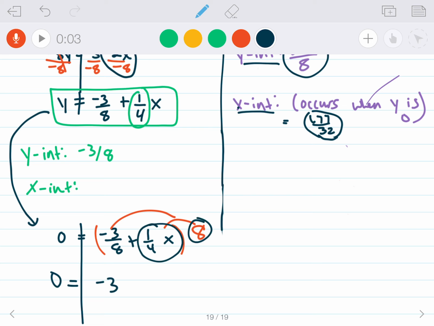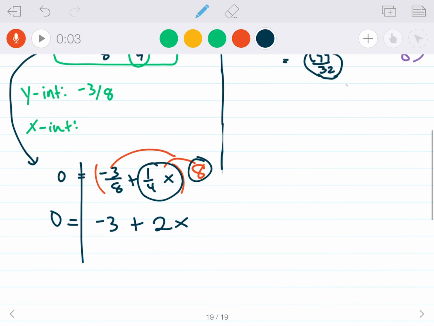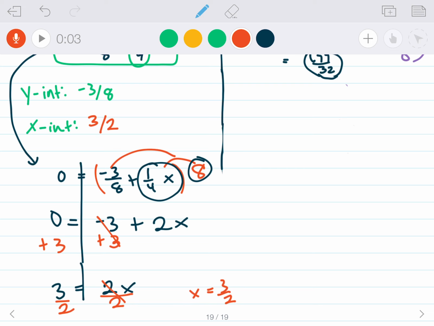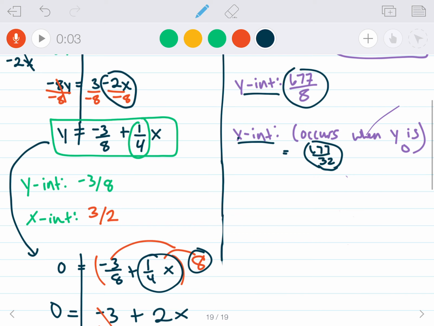8 times 1 over 4x clears the fraction. 8 divided by 4 is 2, so this is going to give me plus 2x. And then I can solve for x. So I can add 3 to both sides. So I get 3 is equal to 2x, and then I'll divide both sides by 2 to get my x-intercept of 3 over 2. So my x-intercept is 3 over 2. My y-intercept is negative 3 over 8.